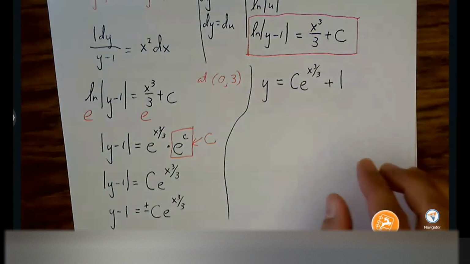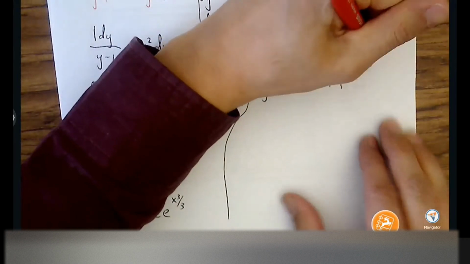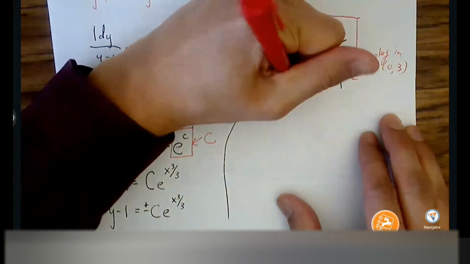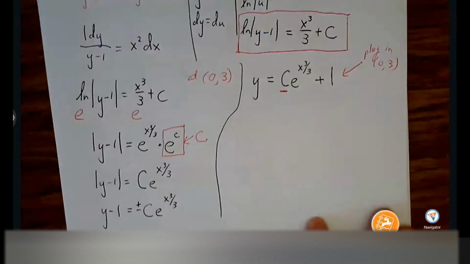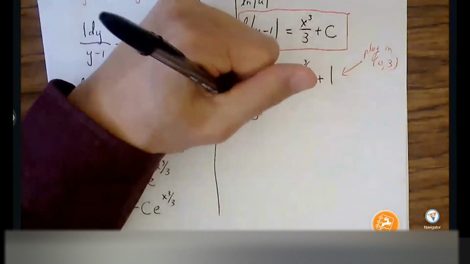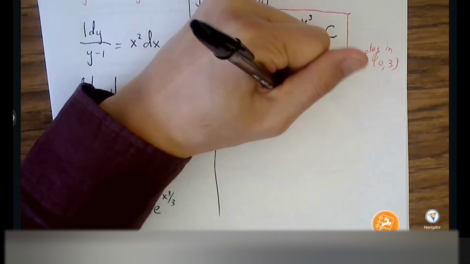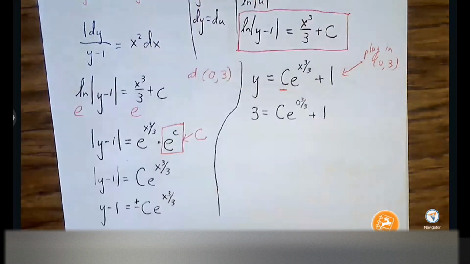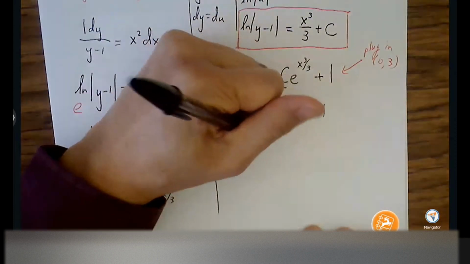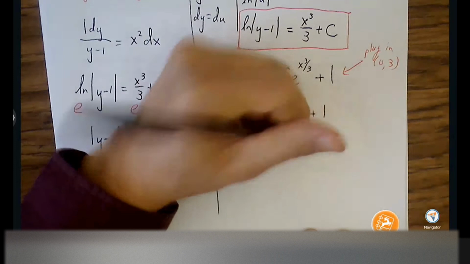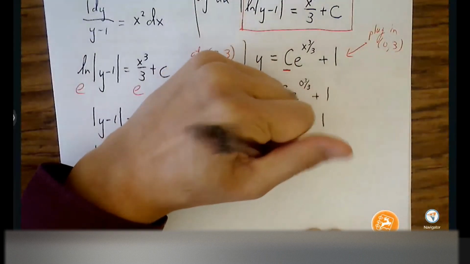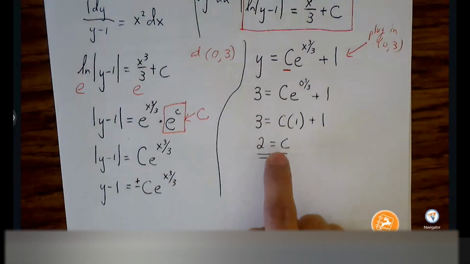So now I can involve my ordered pair. And then I'm going to solve for c from here. Okay, so 3 goes in for y, 0 goes in for x. We know e to the 0 will just become 1. Subtract 1 from both sides, we get 2. And now we have our updated c value.